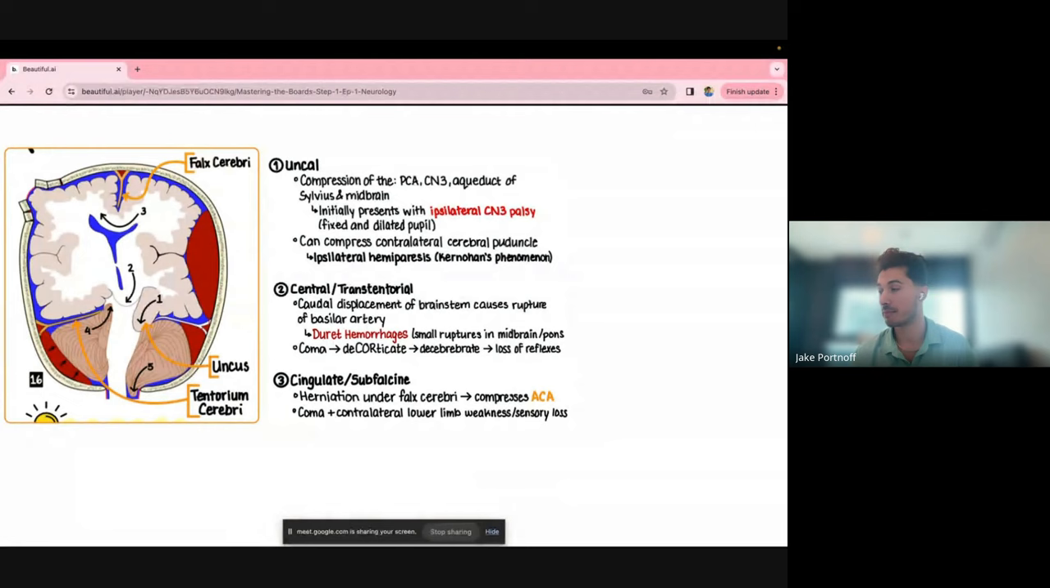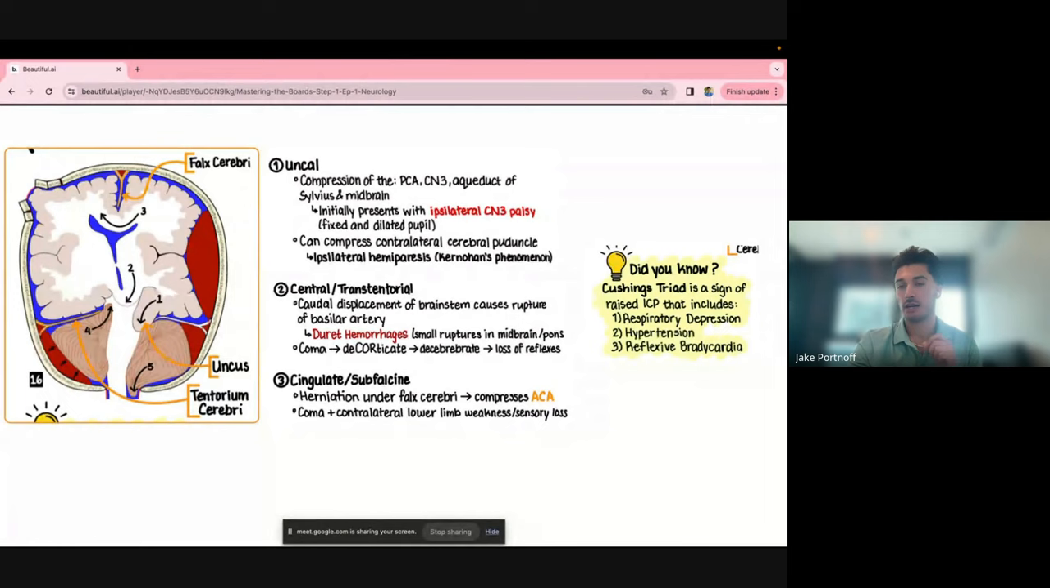We're going to get more into stroke localization, but really key to know that with your subfalcine herniation, look out for signs of ACA pathology. Okay, guys. Finally, a little bit of a physiology tie-in here.